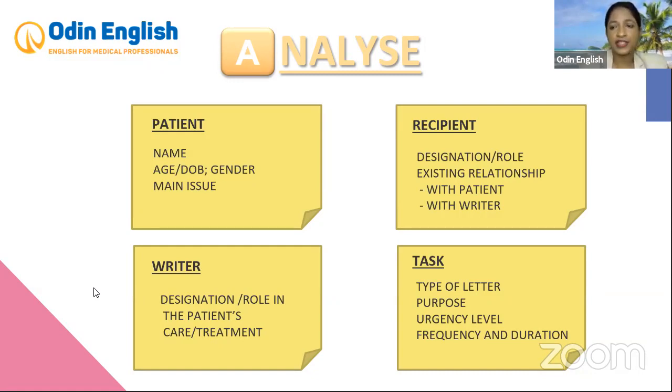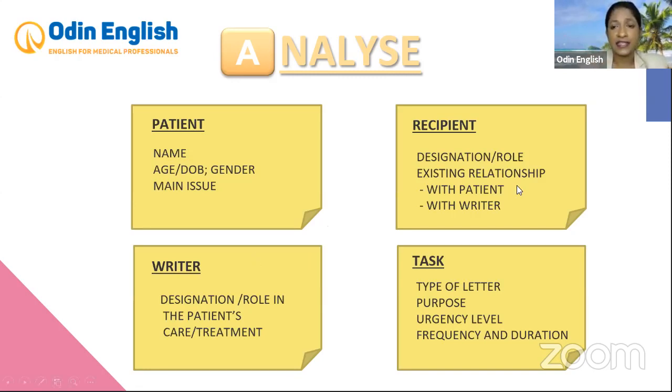First area is patient. The name of the patient, and the age or date of birth, the gender, and most importantly, the main issue of the patient. What is the patient's main issue? This sometimes might be difficult because the patient may have multiple issues. So you'll have to look at what is the main issue that is of concern to that particular recipient. So identify the main issue which is of relevance to that particular writer and the recipient.